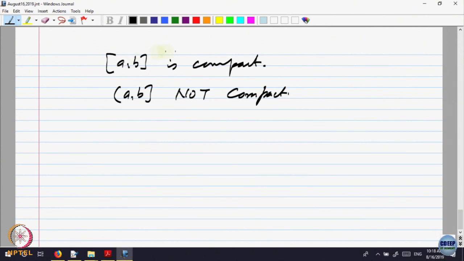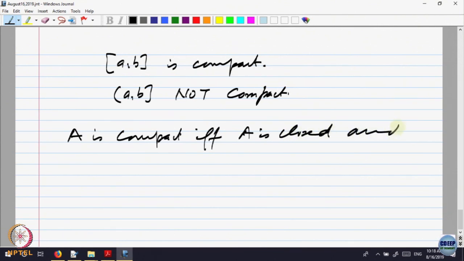So, it looks like this closed bounded interval seems to be a prototype of compact sets. So, let us try to prove a result, we guess a result now, that a set in R^n is compact if and only if it is closed and bounded. So, we want to prove a theorem: A is compact if and only if A is closed and bounded. Let us try to prove. If we are able to prove, then it is true. If not, then we have a contradiction. Okay. So, let us try to prove.